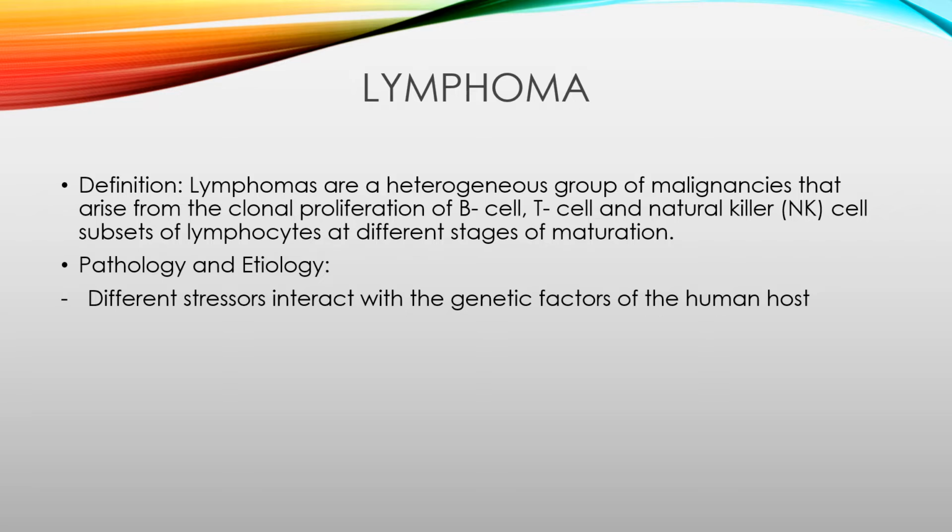Lymphoma. Its definition is that lymphomas are a heterogeneous group of malignancies that arise from the clonal proliferation of B cells, T cells, and natural killer cell subsets of lymphocytes at different stages of maturation. Its pathology is that different stressors in the form of infectious, inflammatory, and toxic factors interact with the genetic makeup of the human host in a complex manner to result in lymphomagenesis.